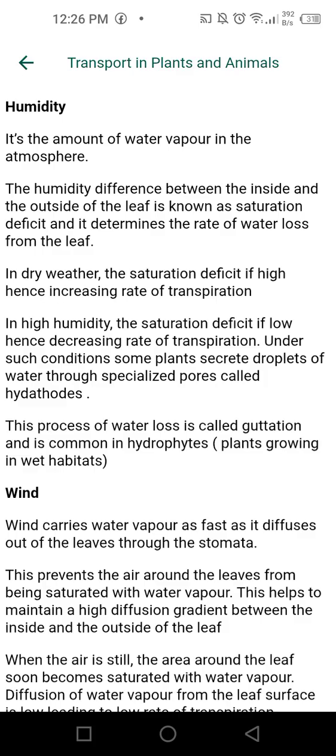Under such conditions, some plants secrete droplets of water through specialized pores called hydathodes. This process of water loss is called guttation and is common in hydrophytes, plants growing in wet habitats.